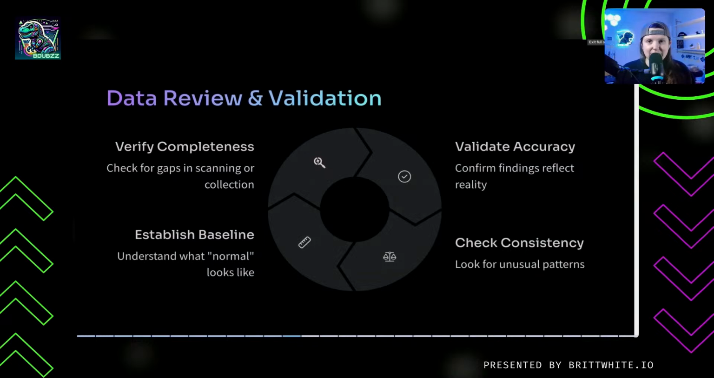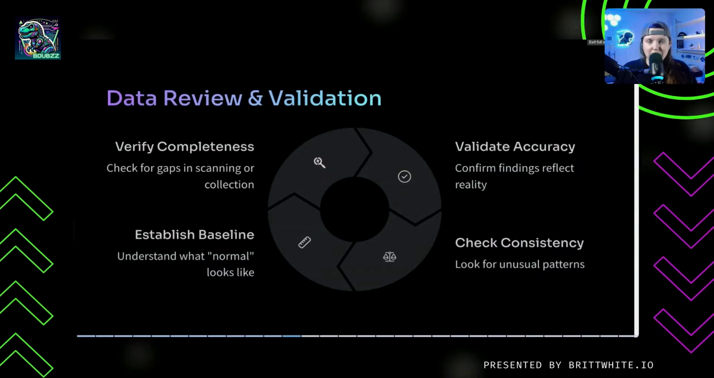Next, we validate data accuracy. If a vulnerability scan flags outdated software, we must first verify that the software is actually in use and not just sitting on a decommissioned server somewhere. Then we check for data consistency by looking for unusual patterns, like an unexpected spike in failed login attempts at 3 in the morning.